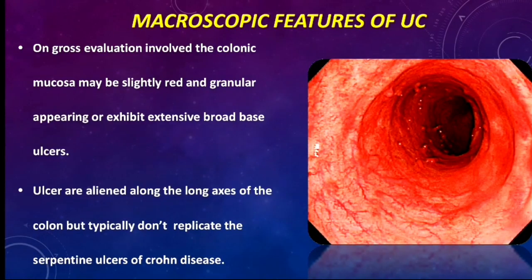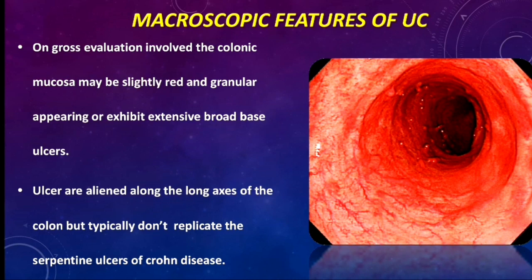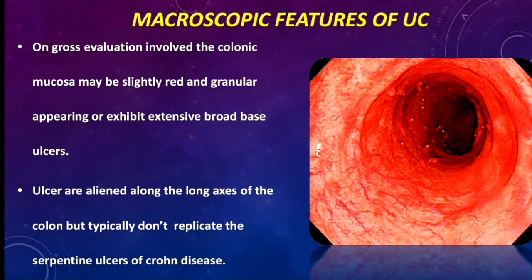Macroscopical features of ulcerative colitis. On gross evaluation, the colonic mucosa may be slightly red and granular appearing or exhibit extensive broad-based ulcers. Ulcers are aligned along the long axis of the colon but typically do not replicate the serpentine ulcers of Crohn's disease.